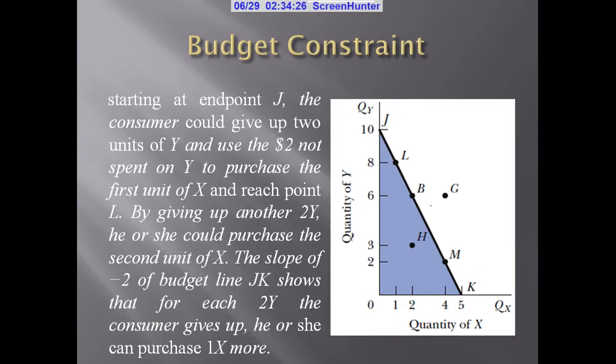This is the budget line. It's point J, and that shows the vertical intercept, and for the horizontal intercept we have point K.